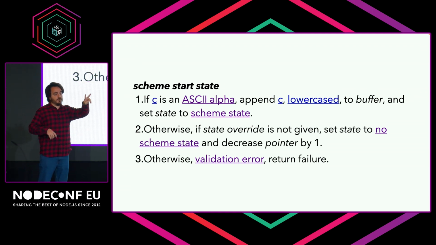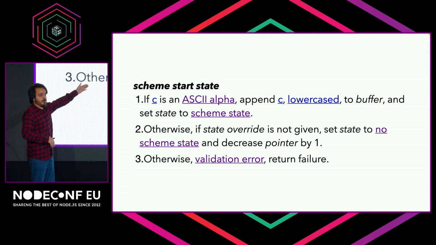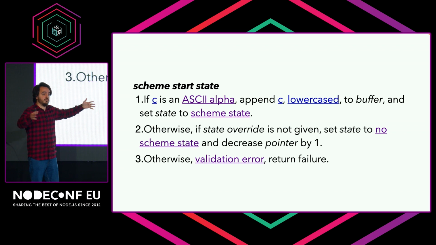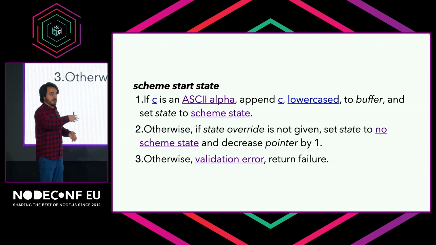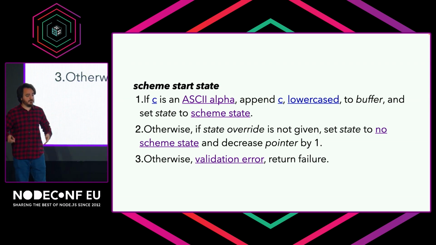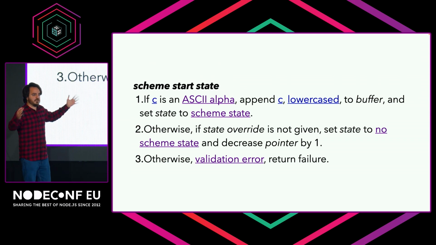Let's dive into the first two states so you will have an understanding about what it is and how important it is to read specifications. So scheme start state. The thing is, for every character in the input of the URL, the specification states that you need to do this and this and this and this. So it's pretty straightforward. So if the character is an ASCII alpha, append c, lowercased, to buffer, and set the state to scheme state. Otherwise, so every edge case is handled.